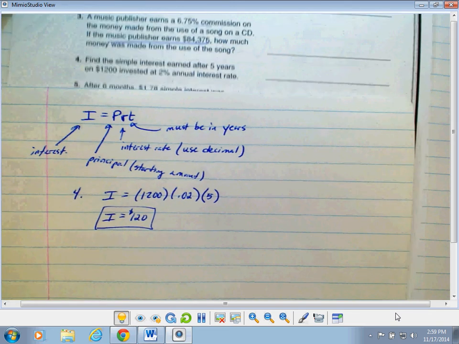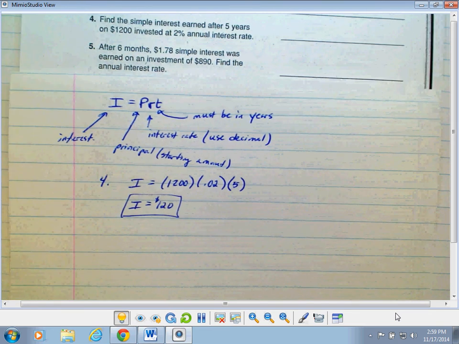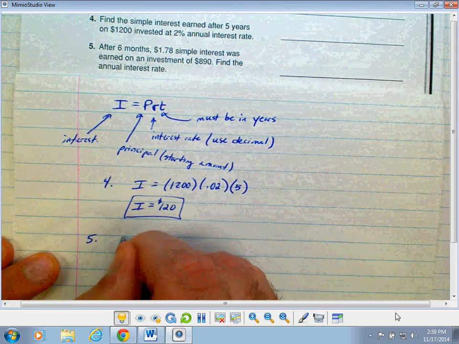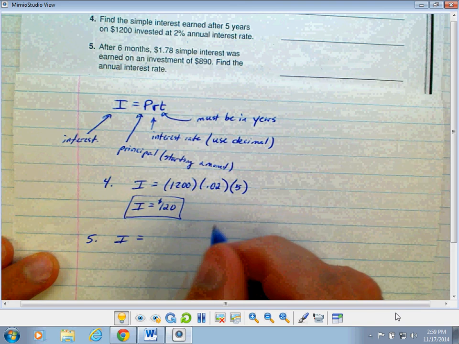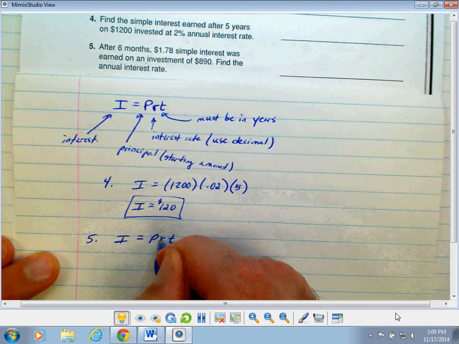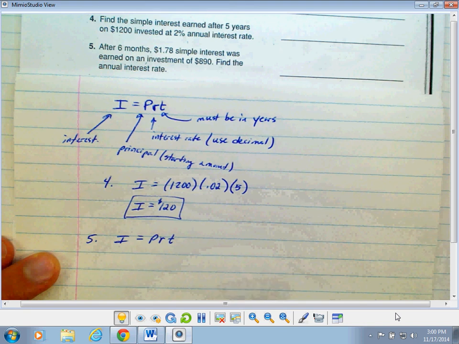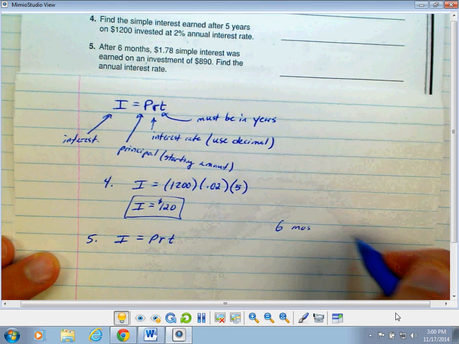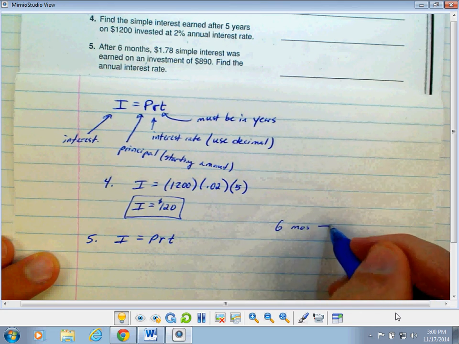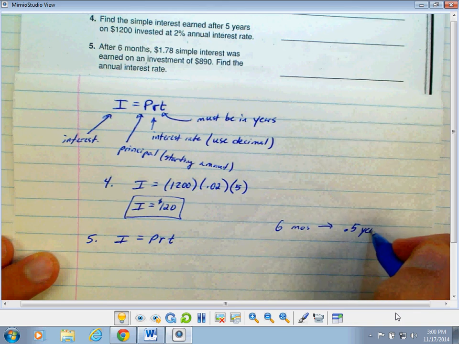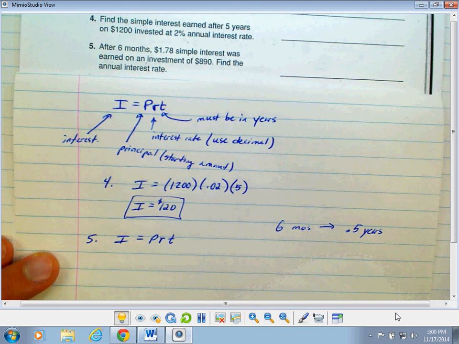Okay, let's look at number 5. Number 5 is kind of the same basic problem, except that there are a few little things that are different. We're still using the same equation, same formula. But it says after 6 months, so okay, 6 months is no good. 6 months needs to be converted into years. All you do is divide by 12. It's going to be 0.5 years. So we'll be using 0.5, not 6 months.